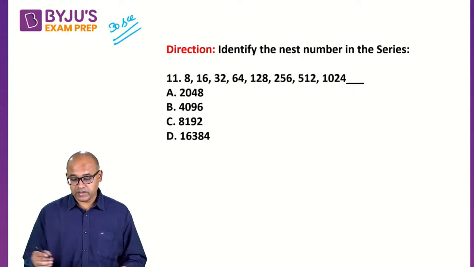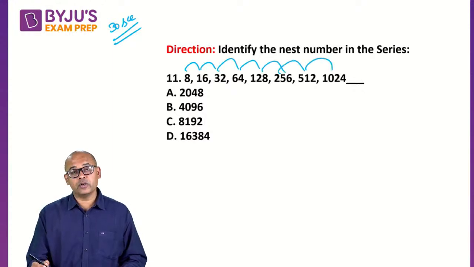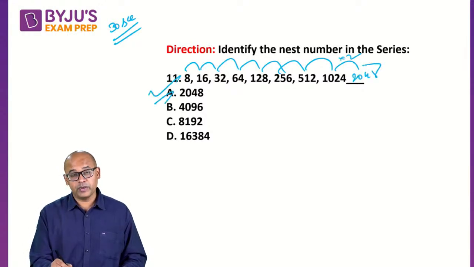Very good, Mausam. It's basically doubling. 8 to the 16, 32, 64, 128, 256, 512, 1024. Always it is into 2. The double of 1024 is 2048, which is your option number 1.